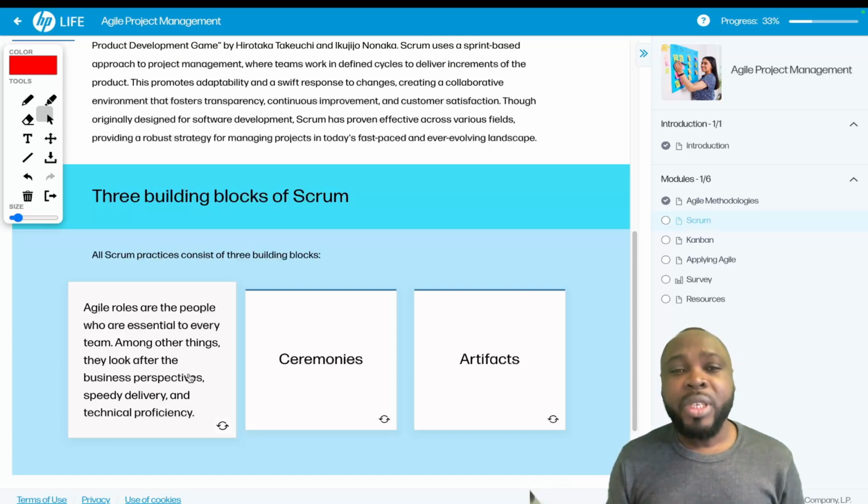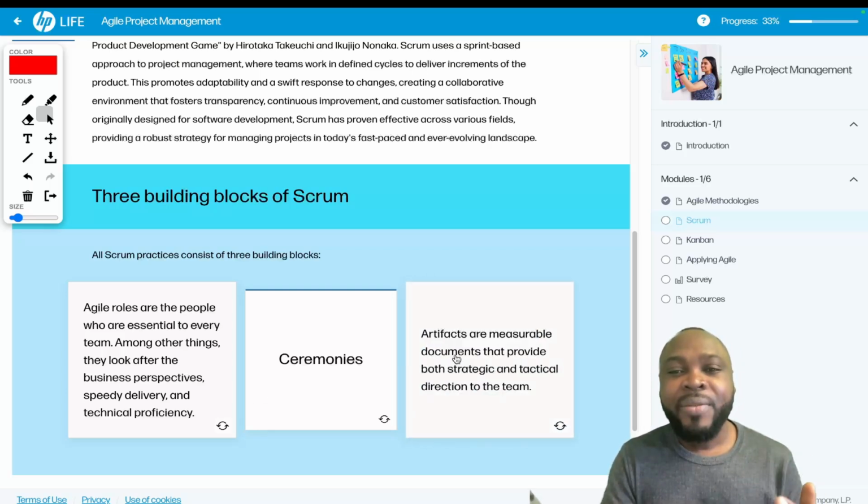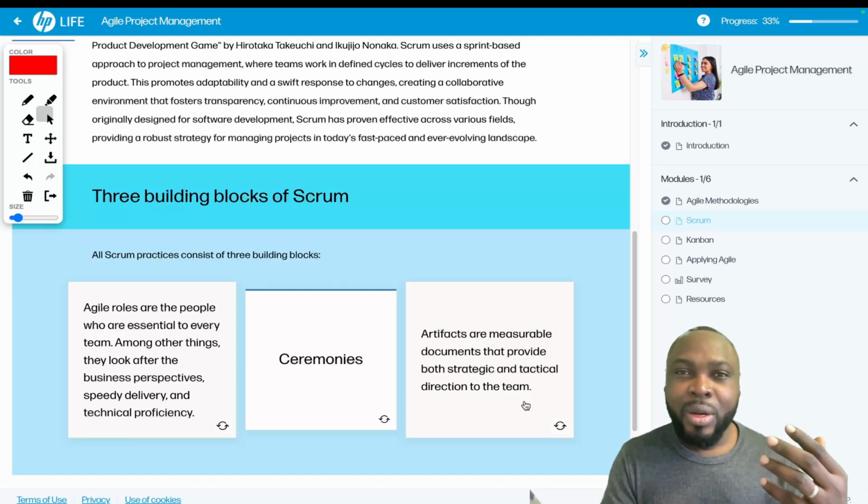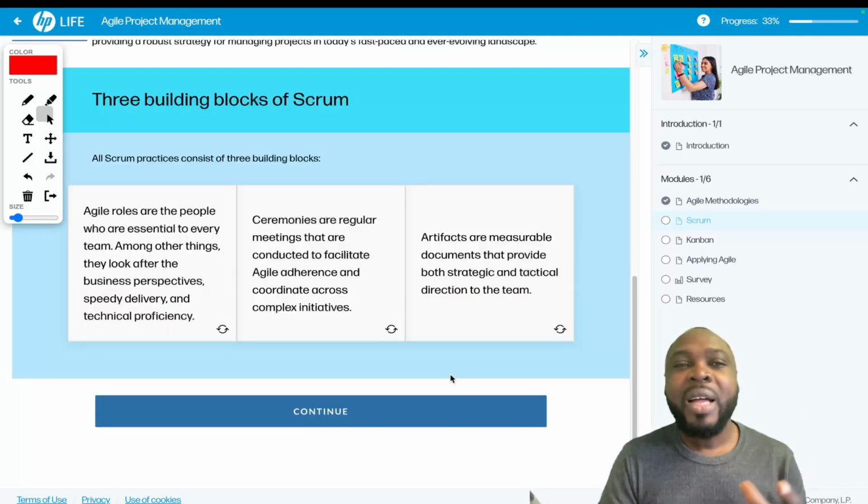So what is a ceremony? Ceremonies are the events, the activities that the people involved in a Scrum agile project carry out, and they do this by following a set of documents or information called an artifact. So artifacts are measurable documents that provide both strategic and tactical direction to the team members, to the people in the Scrum roles, as we said earlier. These are the 3 building blocks that make up the Scrum framework.